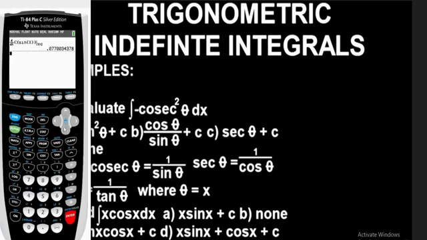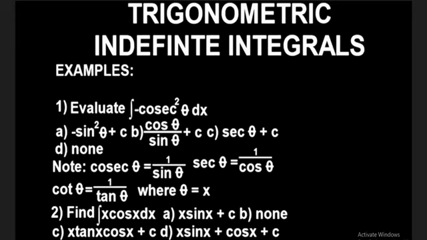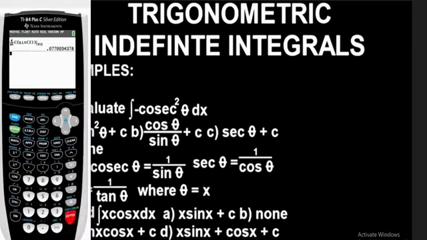Okay, so let's check option B. Let's clear this. Option B is none. Alright, so let's check option C. What is there in option C? Sin x tan x cos x. Okay, let's clear this. So we have sin x tan x cos x.